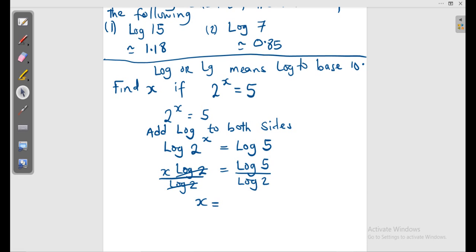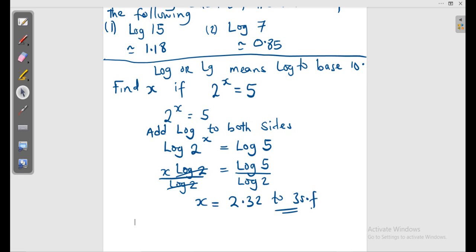Second. And that gives us 2.32 to 3 SF. So if you do 2 raised to power 2.32, you will get a value very close to 5. And that's how it operates.